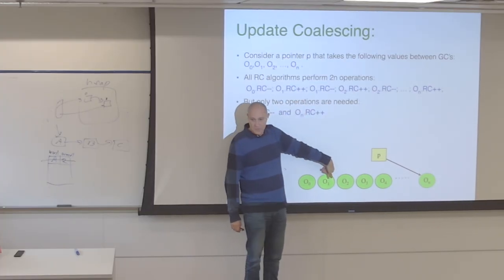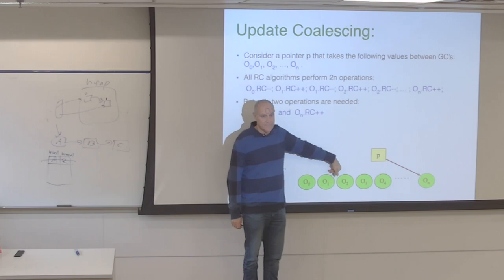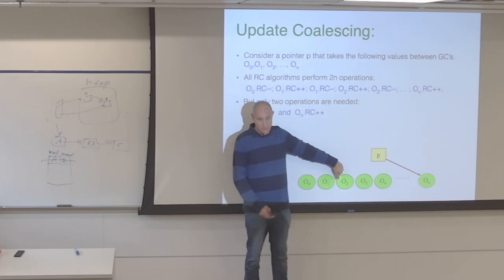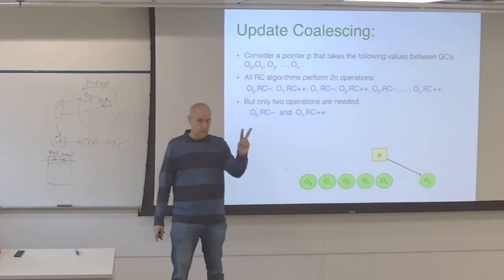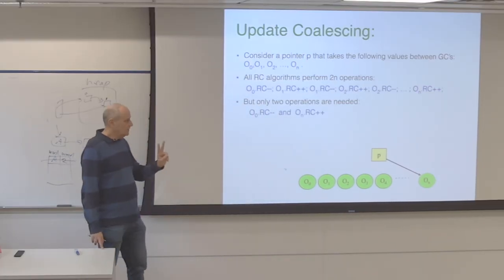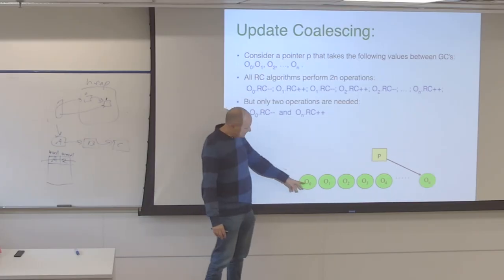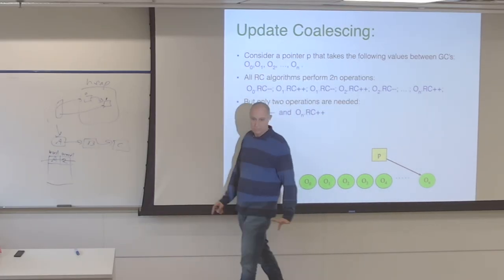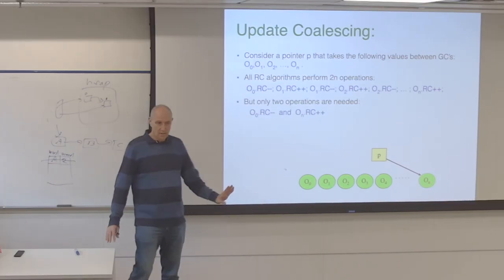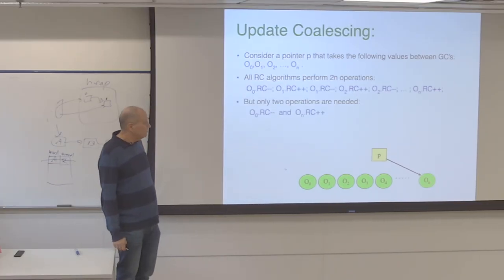because when the pointer goes to O1, I increment it, and when it leaves O1, I decrement it. When it goes to O2, I increment it, and then I decrement it. Basically, I just need 2 updates. I need to decrement the reference count of O0 and increment the reference count of ON. So this is all I need to do. And great.